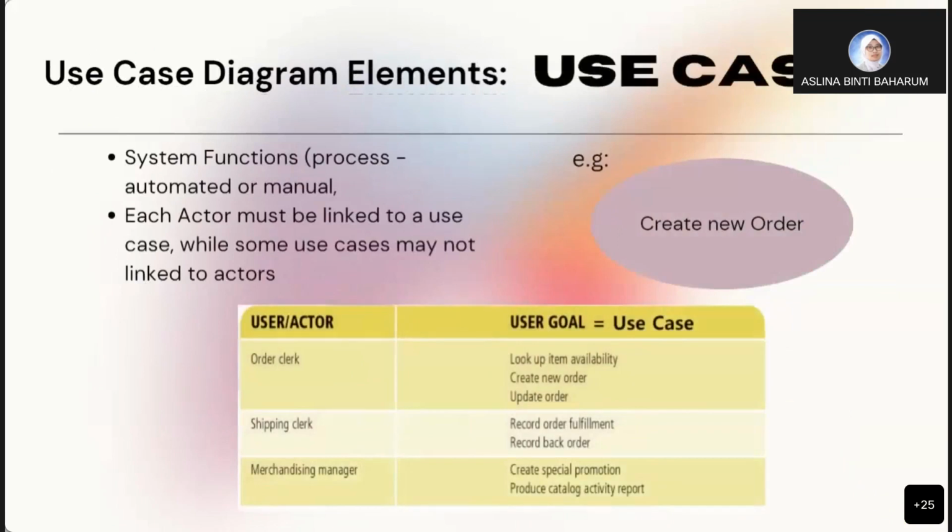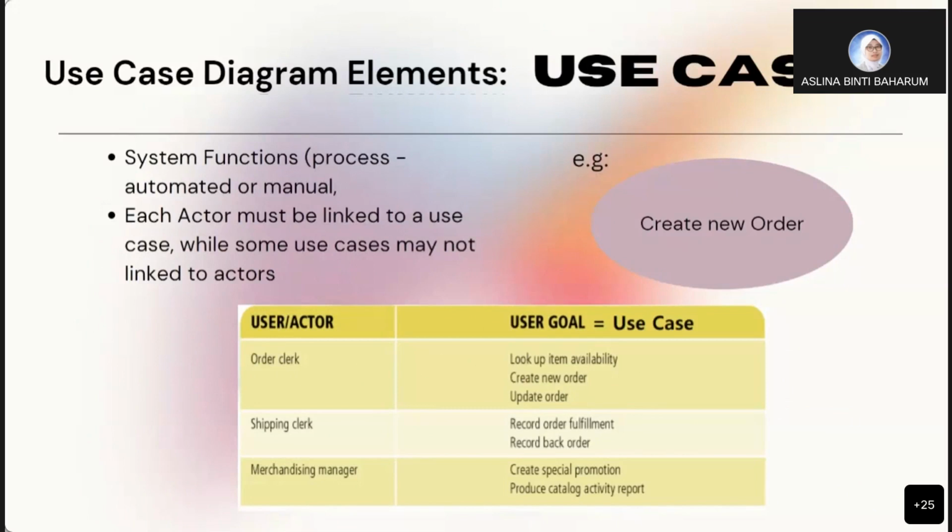Next element is the use case itself, which depicts the system functions, be it automated or manual. Each actor must be linked to a use case, but it is not the same for use cases, as some may not be linked to any actors. An example on the right is the use case of a function to create a new order.